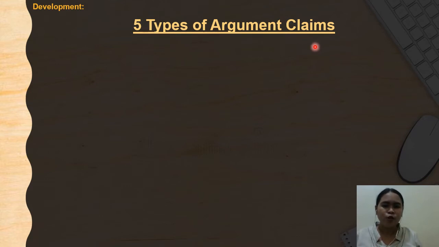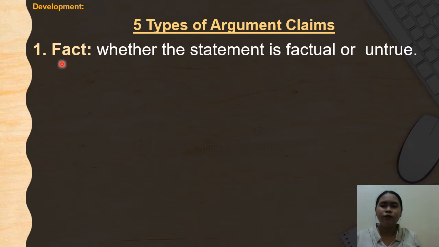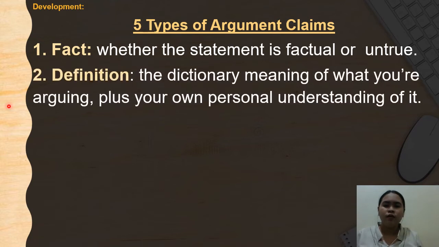It defines your writing's goals, direction, and scope. So, when you say claims, hanggang ano ba yung goals? Saan ba patungo si topic mo? And hanggang saan lang ba yung scope o sakop ng topic mo? The first type of argument claim is the fact, whether the statement is factual or untrue. Is it factual or is it untrue? Next one is the definition, the dictionary meaning of what you're arguing plus your own personal understanding of it.